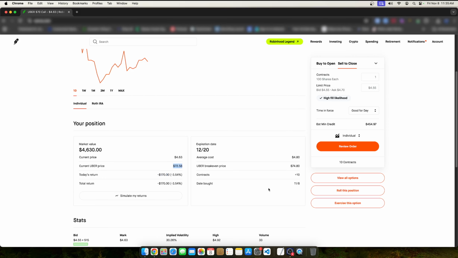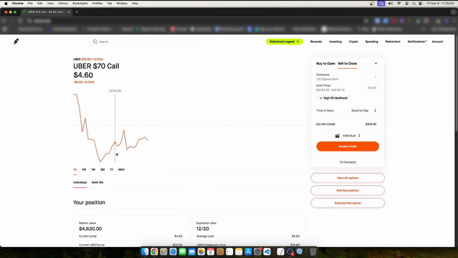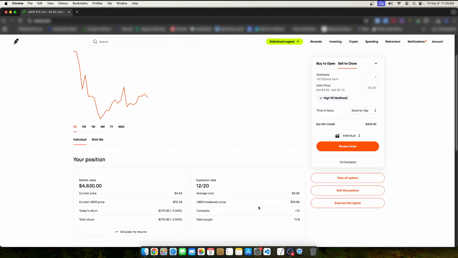Now, what is a call option? A call option is essentially you buying a contract stating that you believe the value of the stock will go up. And so you're buying a contract based on that with 100 shares per contract. Every contract that you buy is going to have 100 shares per contract.